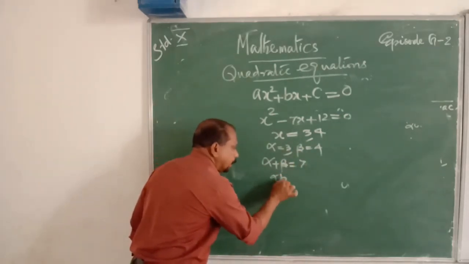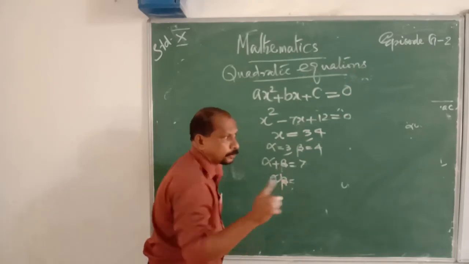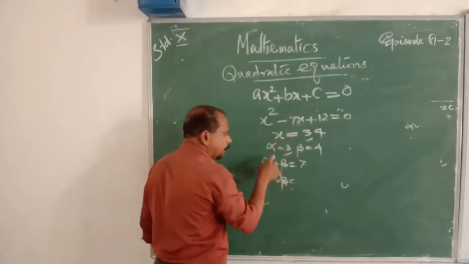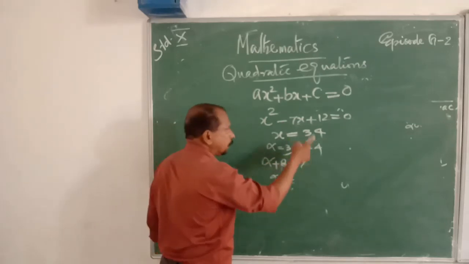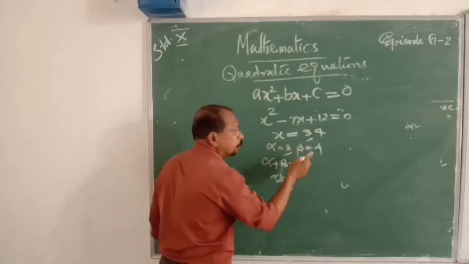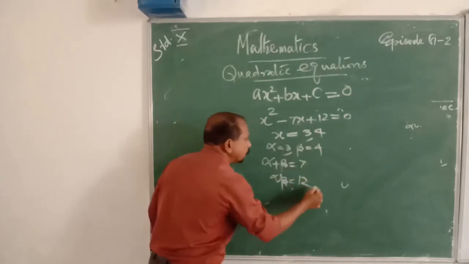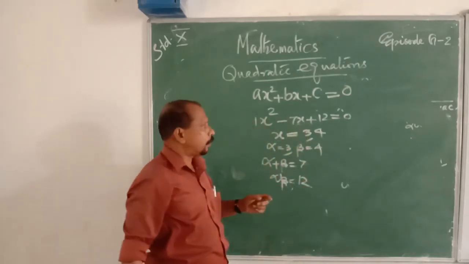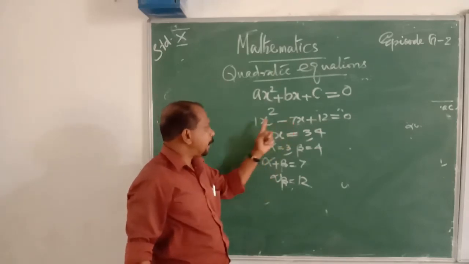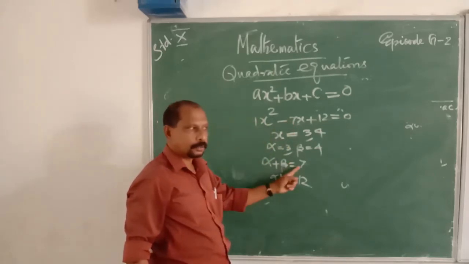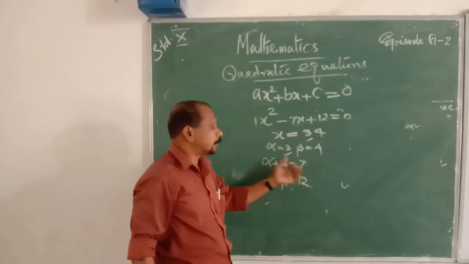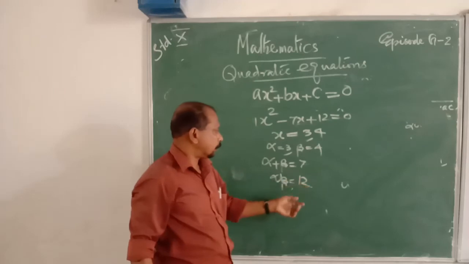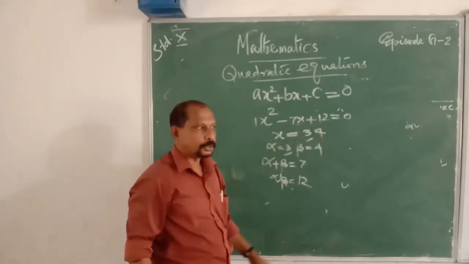Alpha and beta are the roots or the solution of the quadratic equation. In this example, alpha plus beta is equal to 7. Alpha into beta is equal to 3 into 4. For the equation with coefficient of x square equal to 1, then 7 by 1 is equal to 7. That is the sum of the roots. 3 into 4 is equal to 12. That is the product of the roots.